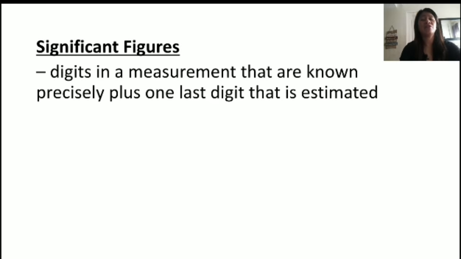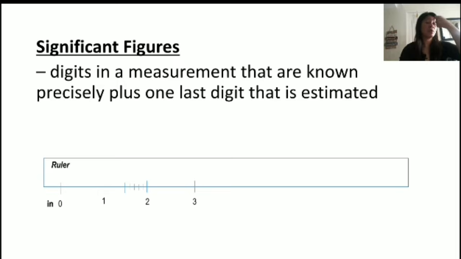What are significant figures? Significant figures are digits or numbers in a measurement that are known precisely, plus one last digit that is estimated. If we are after accuracy, why do we have the term estimated in the definition of significant figures? Let's take a look again at this ruler. Let's say we do again measurement A. As in the previous slide, the first measurement gave us 1.55 inches. Why is it 1.55 inches?